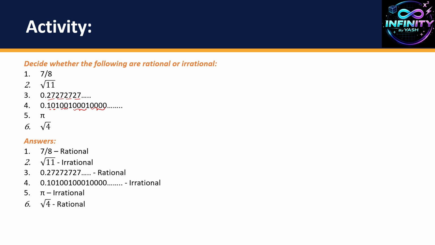Then root 4 is rational. Why? Because the root 4 value is 2. So we can write root 4 as root 2 square and the square and square root get cancelled. So 2 is the answer. It is a perfect square. That's why it is a rational number.